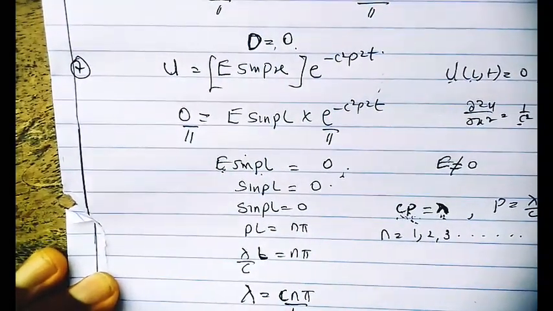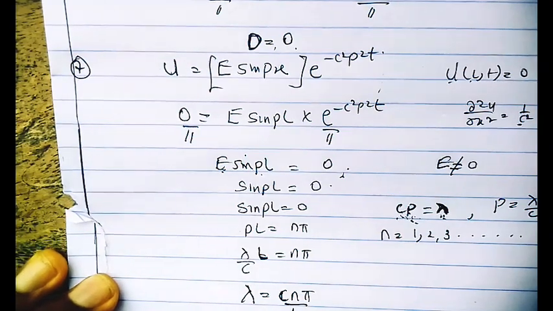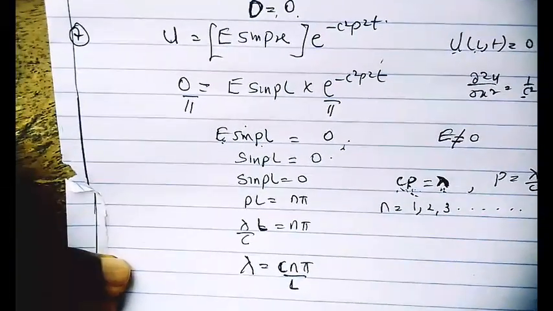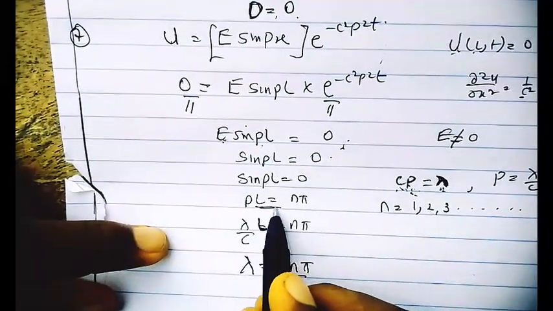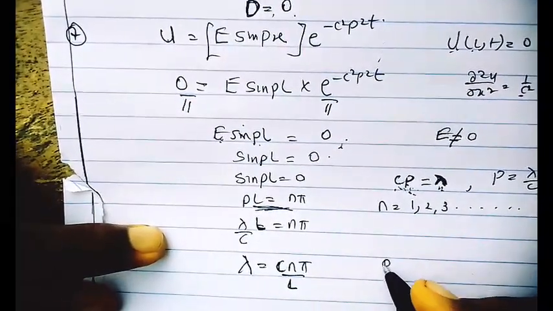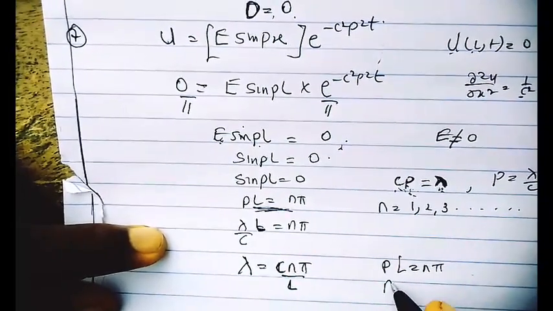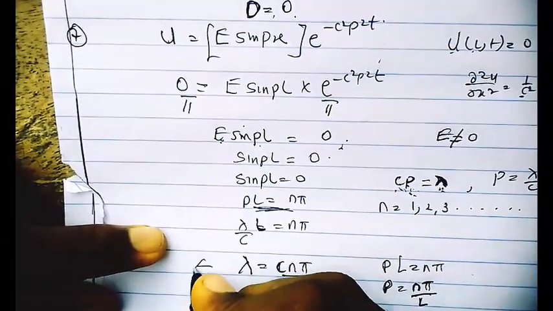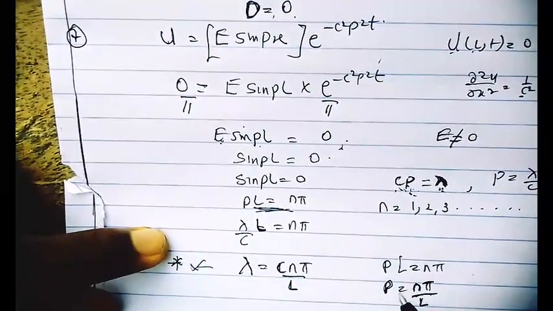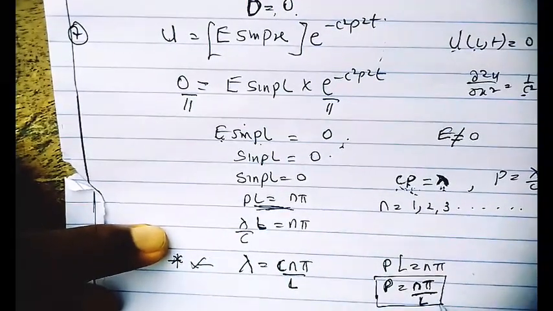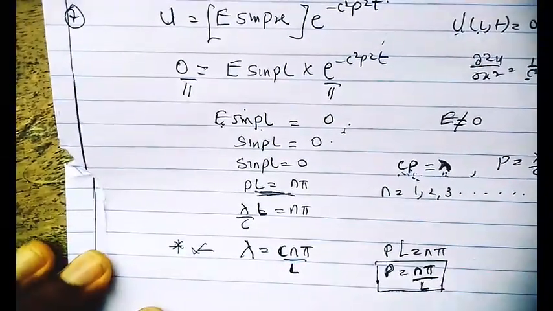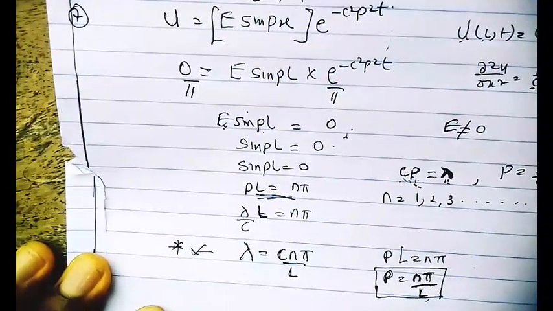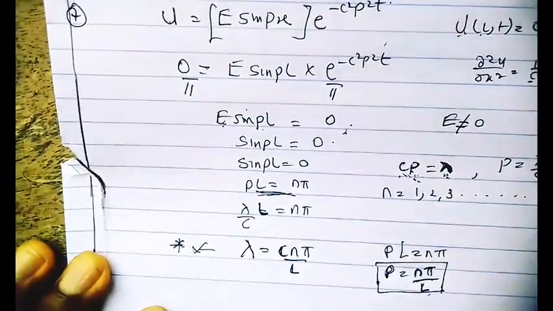So since I've gotten my eigenvalue, what do I do next? From this equation, before we substitute the value for p, since pl is equal to n pi, p is equal to n pi over l. We can also keep this one because it comes in handy. This one basically calculates the eigenvalue, but what we need to continue our equation is this. So since p is n pi over l, I'm going to substitute back into the equation.